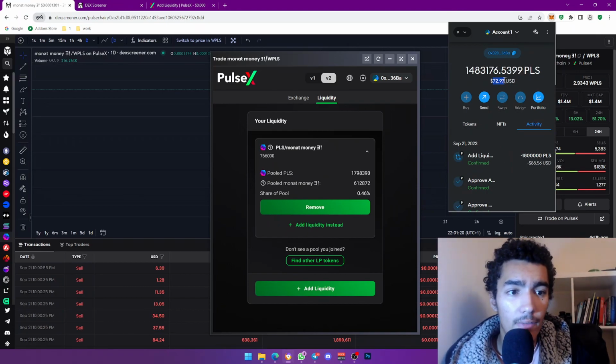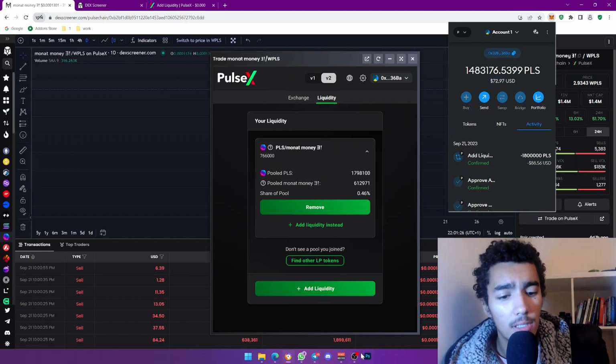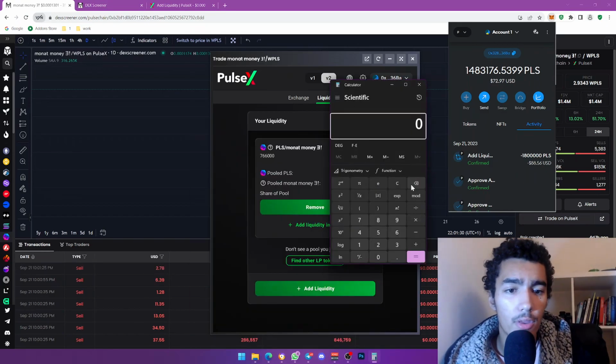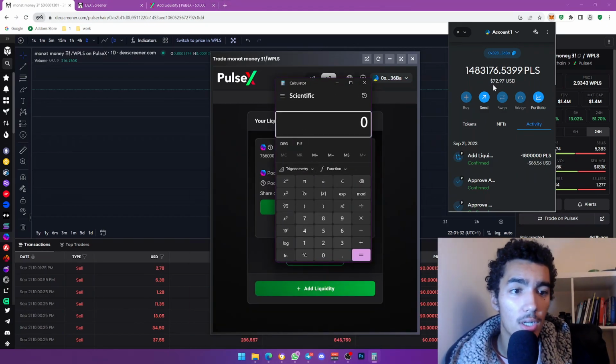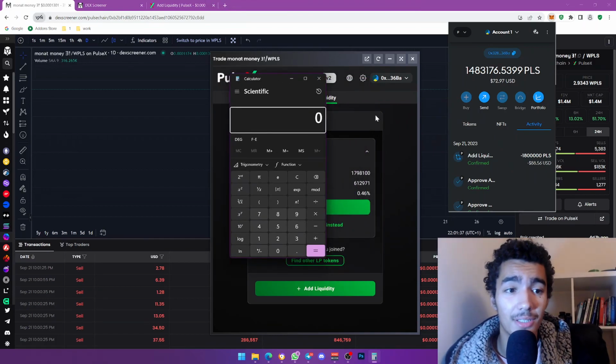Let's see how much money do I have. I have $72 in holdings, and 2% of this. Technically, I'm trying to think, is it really worth just holding it to the 10x, or should I put it in the LP to make money way long term? This is way long term as well, right?